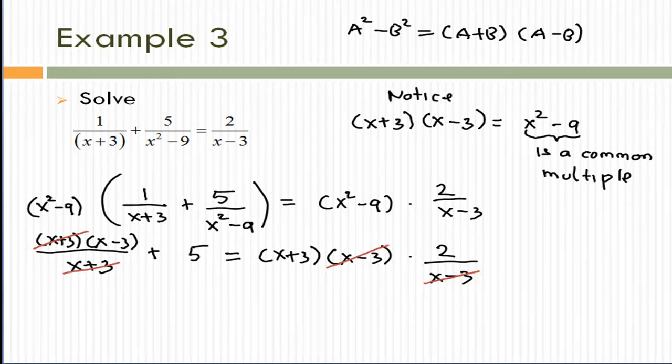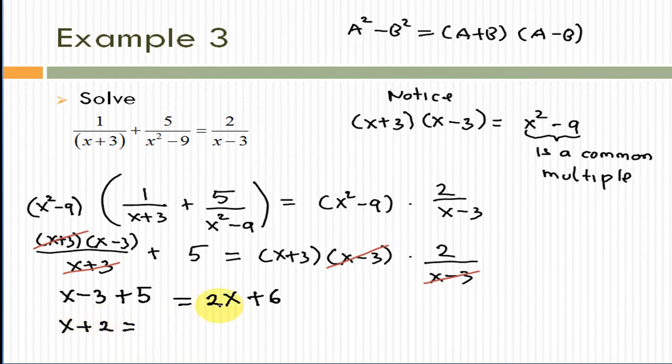So the equation simplifies to x minus 3, this guy, plus 5 equals x plus 3 times 2. So let's use the distributive property again. 2 times x is 2x. 2 times 3 is 6. Okay, let's simplify this number. Negative 3 plus 5 is 2 equals 2x plus 6.